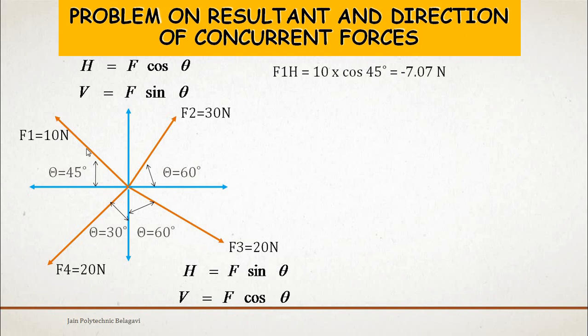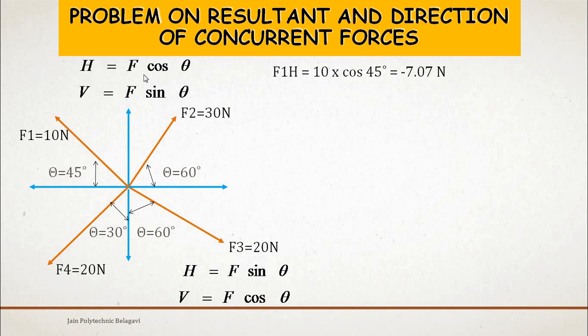You can observe the changes here. These F1 and F2 are acting with respect to the x-axis. The thetas are resting on the x-axis, and for F3 and F4 the thetas are resting on the y-axis. It means the resolution formula for these will change. F1 will have two components, horizontal and vertical. F2 will have horizontal and vertical components. F3 will have horizontal and vertical components, and F4 also will have two components, horizontal and vertical.